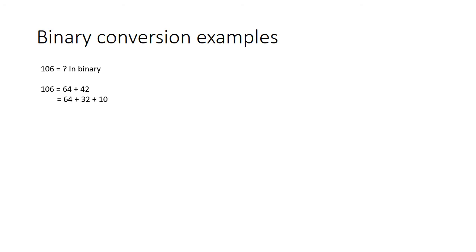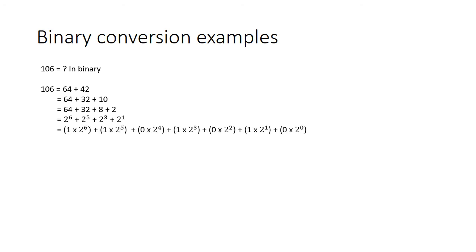Then we look at 42 and say, well, okay, the largest power of 2 that fits into 42 is 32, which is 2 to the 5th. And then we're left with 10. And 10 we can write as 8, which is 2 to the 3rd, plus 2, which is 2 to the 1st. And we can express each one of these as 2 raised to a power. You can do this with any integer. And then further, we can express it as 1 or 0 times each of the powers.